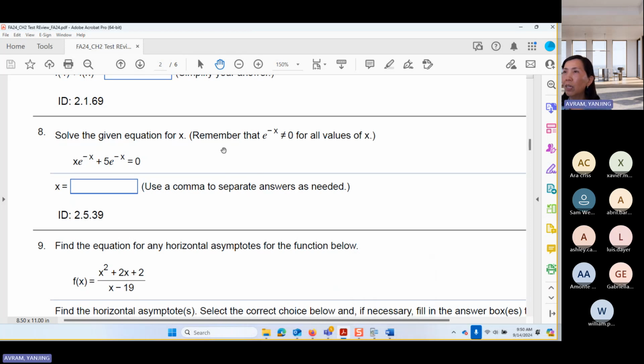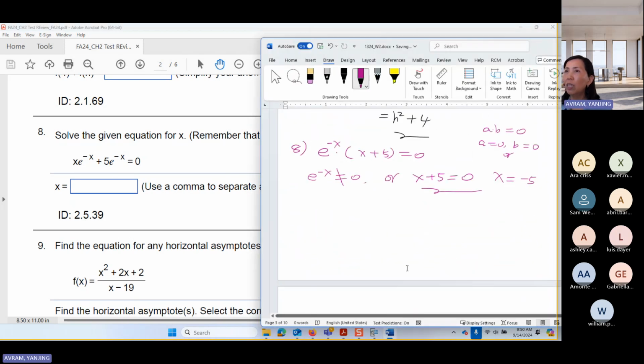All right, look at that. It said, remember e to the negative x is not equal to 0 for all values of x. Okay, and you know why? If you graph y equals e to the negative x, it will be something like that. This is y equals e to the negative x, and this is a decreasing function. It keeps going on and on, but it never touches the x-axis. So that's why it's never going to 0.